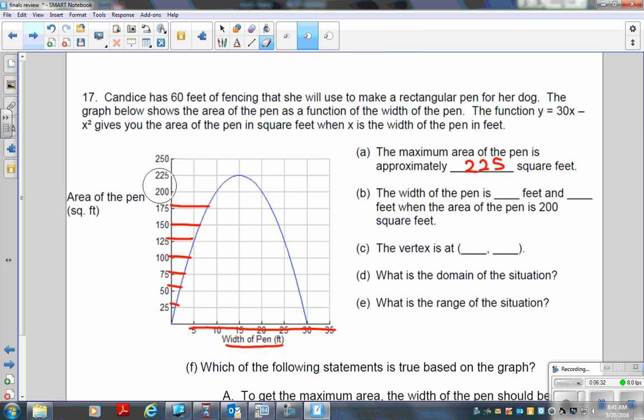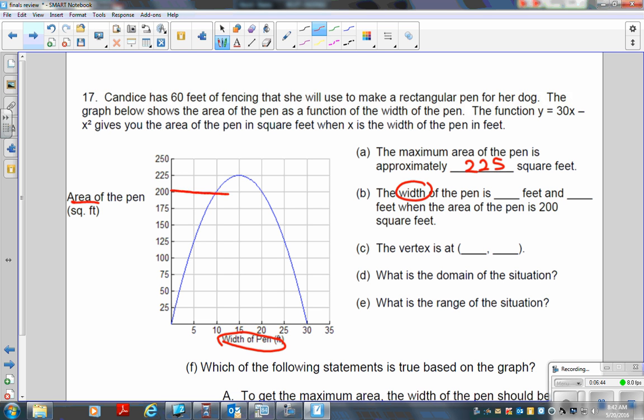Now, this time they're going to be asking about something else. They said the width. We're looking for the width. So the numbers are going to be coming from down here. The answers are down there. When the area is 200, if you draw a horizontal line, you'd realize that it touches it 2 times. So we're going to have 2 answers. The first one is 10. The second one is 25.